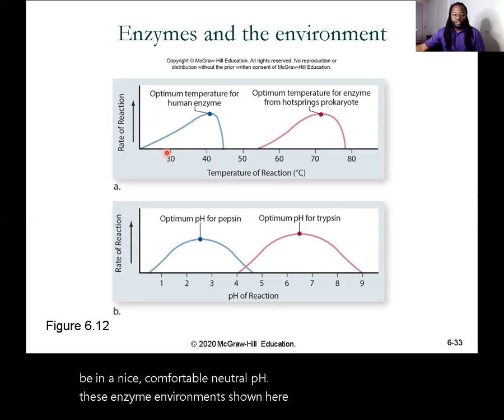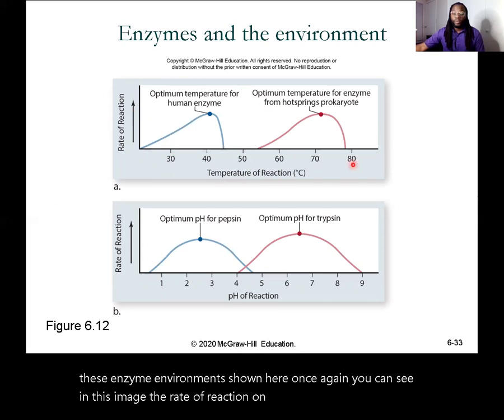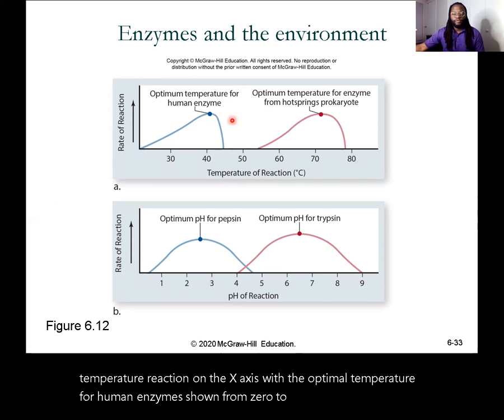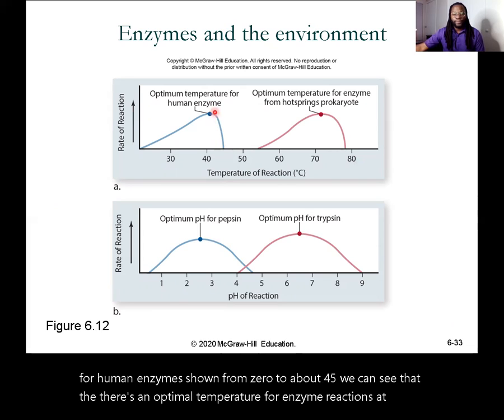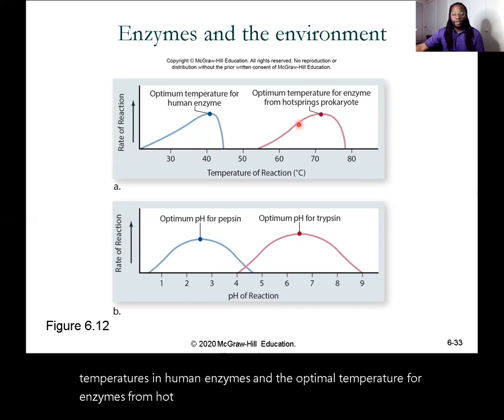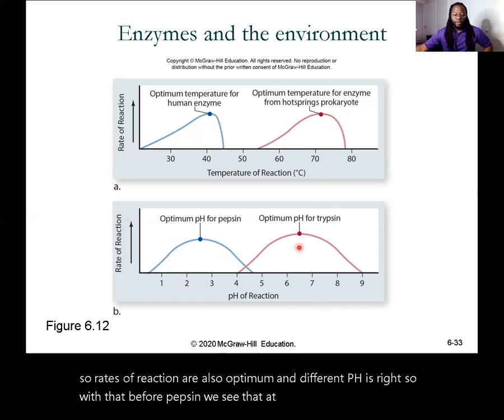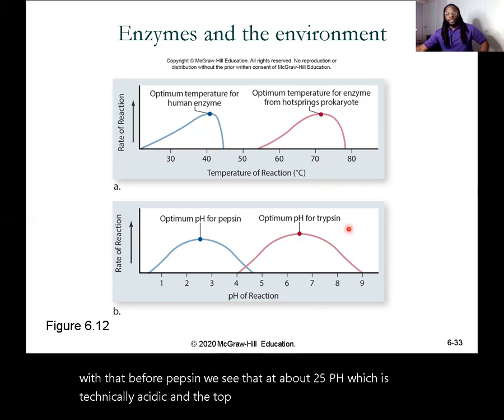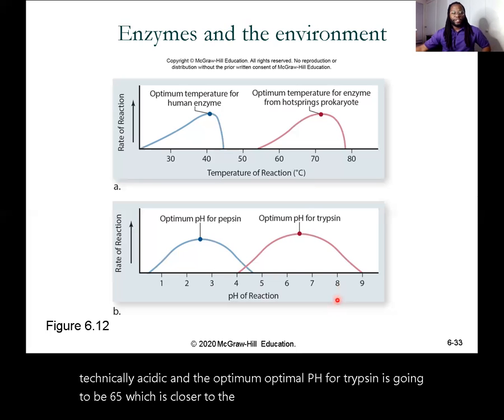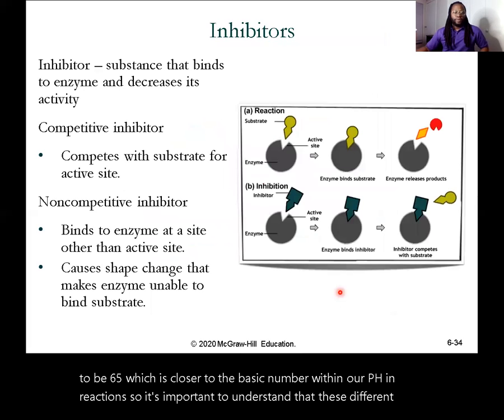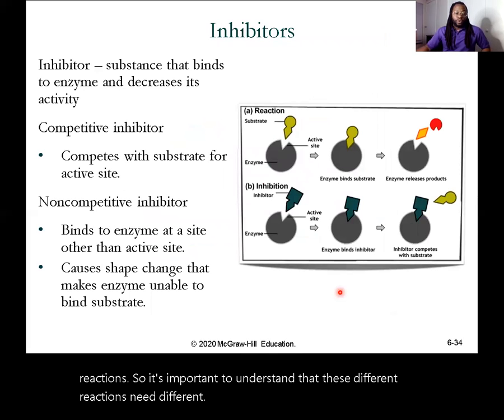These enzyme environments are shown here. Once again, you can see a temperature reaction on the x-axis, 0 to about 5 reactions at about 40. So 40, and the optimum is a little higher, over 70 degrees Celsius. For the rates with pepsin, we see that it is acidic, and the optimal pH for trypsin is going to be 6.5 in reactions. So it's important to understand that these different reactions need different environmental cues.